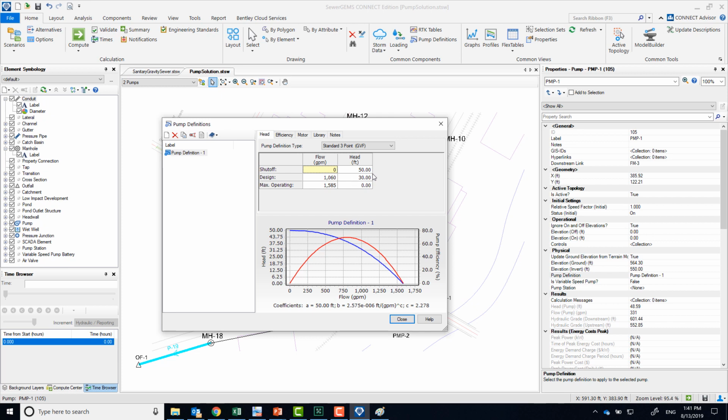So it can lift 30 feet or add 30 feet of energy and provide 1,000 gallons per minute. That would be the ideal design point for that particular pump. Okay, so keep that in mind. About 1,000 gallons, 30 feet.